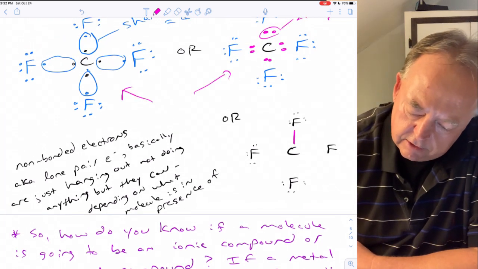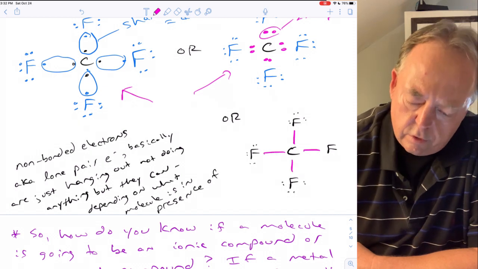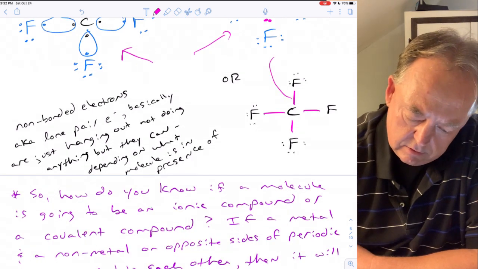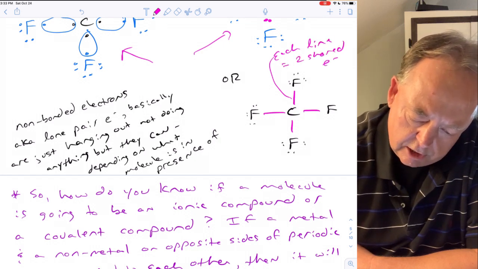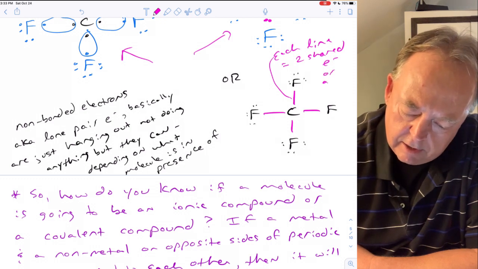So you may see it represented like this, you may see it represented like that, or you simply may see it represented like this, where the line, so each line equals 2 shared electrons, or a covalent bond.